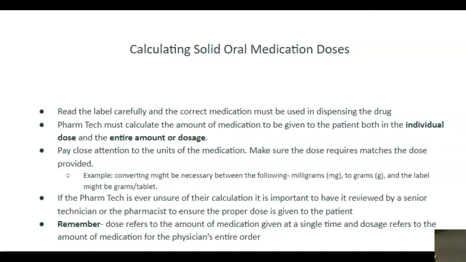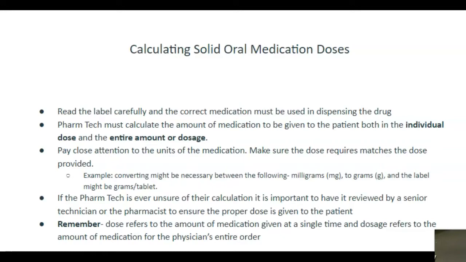So as pharm techs, we must calculate the amount of medication to be given to the patient, both in individual doses, like what are they taking at this moment, and then the entire amount of dose, which is like a day supply. Like how much are they going to need for the day? How much are they going to need to fill their prescription? So there's two ways we can look at that. Sometimes we need to know, especially if we're doing like an oral dose, a liquid, how many milliliters to give them for that specific dose, that specific moment. And then we also need to know how much we need to send home with them so they have enough to take the medication for the whole time.